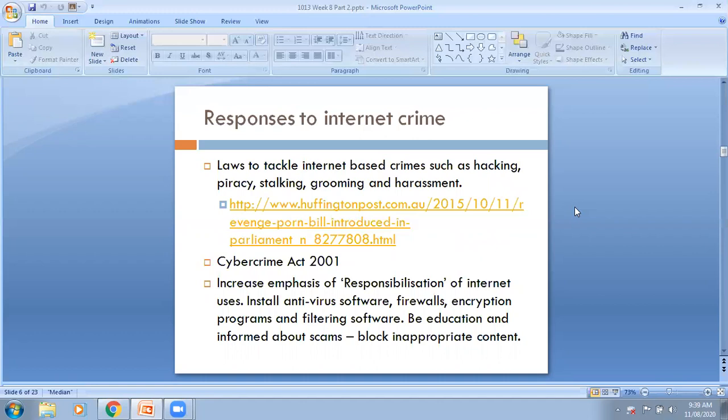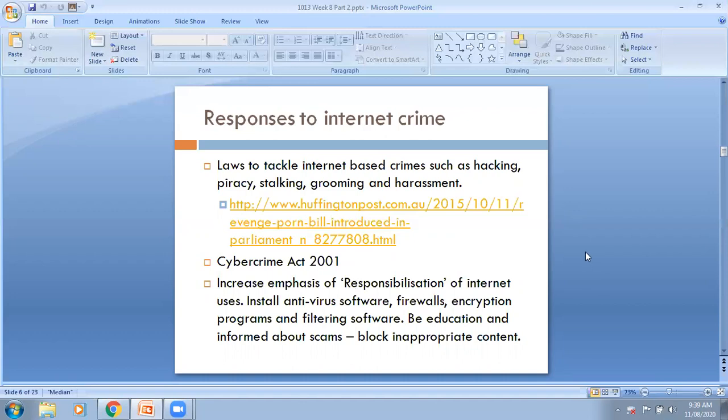So these are the types of things that are happening that, you know, we don't always know that it's out there, but there are these laws in place. In 2001, there was a Cybercrime Act that came into being. So now the responsibility falls back onto all of us to make sure that we protect ourselves.